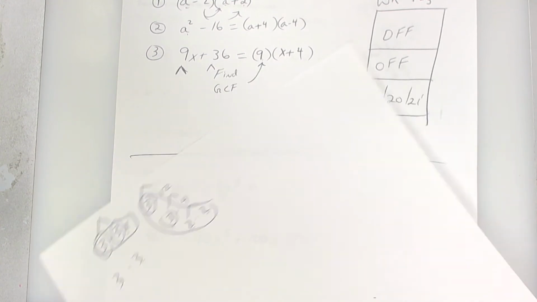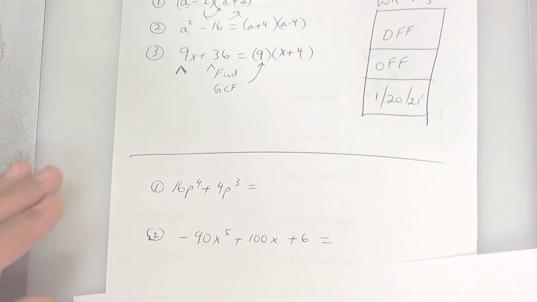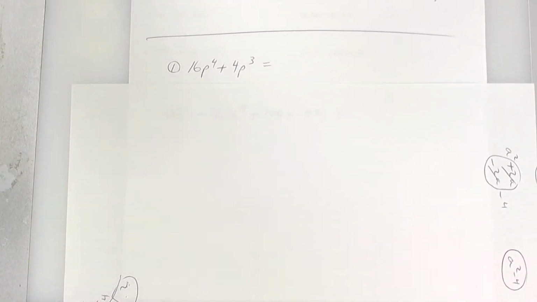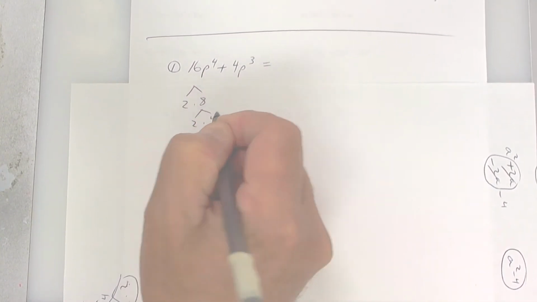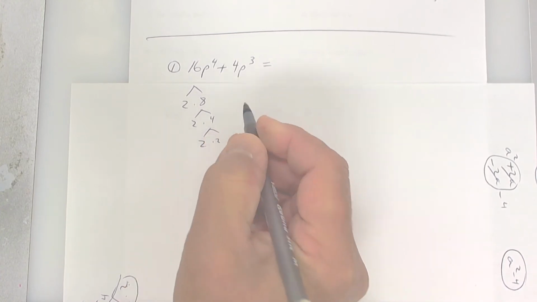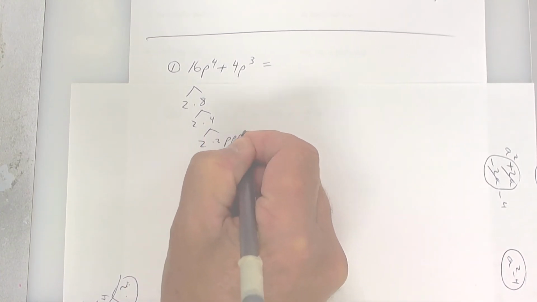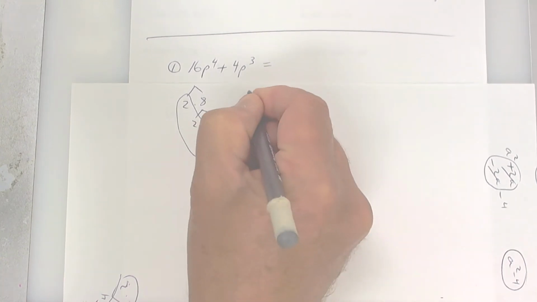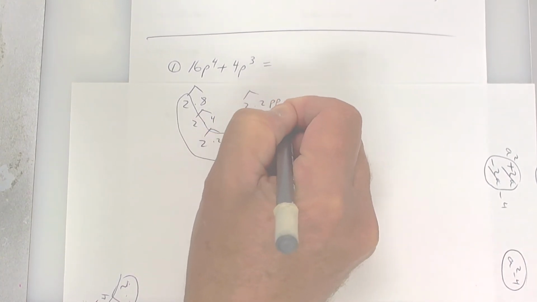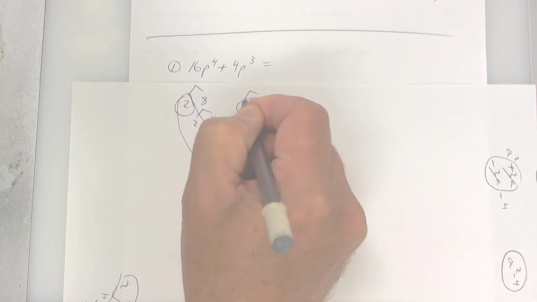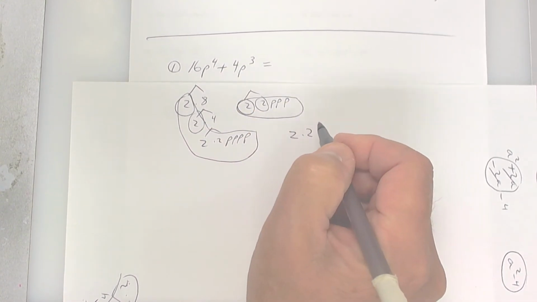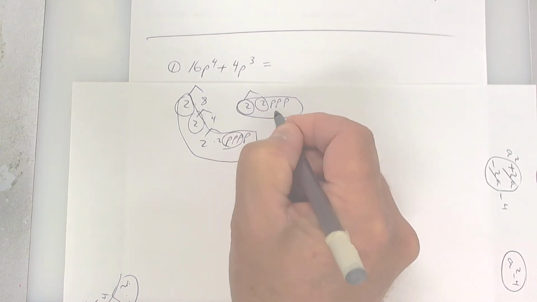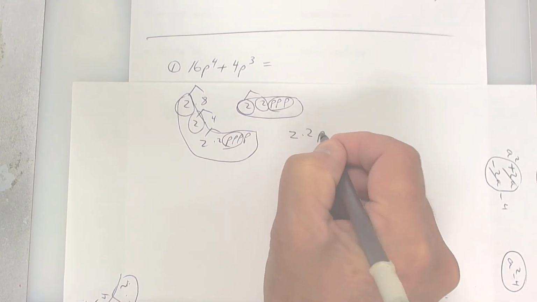We're going to try one more. On a new sheet of paper, copy down this one. Alright, so you're going to break this up. 2 times 8, 2 times 4, 2 times 2, and then p, 4 of those. This one is 2 times 2, and then 3 p's. You have a 2, take a 2 out. You have another 2, take another 2 out. You have 3 p's, take out 3 p's.